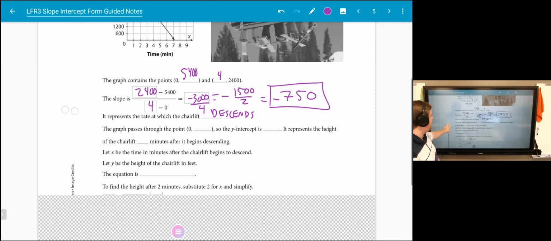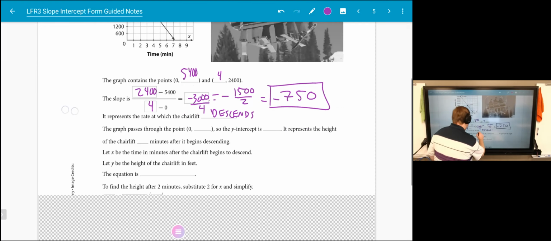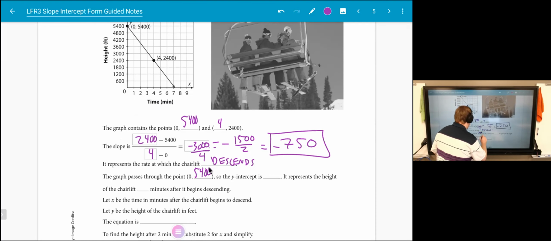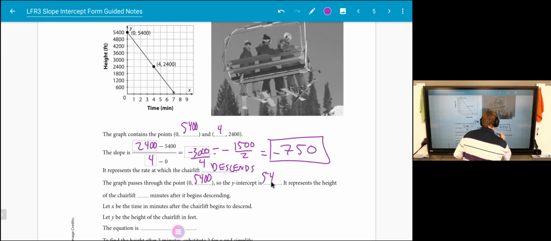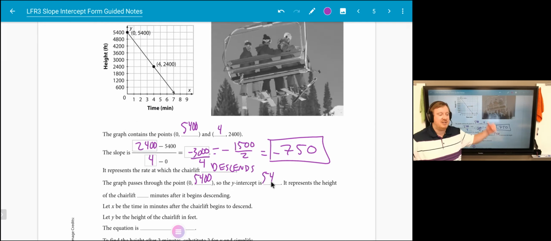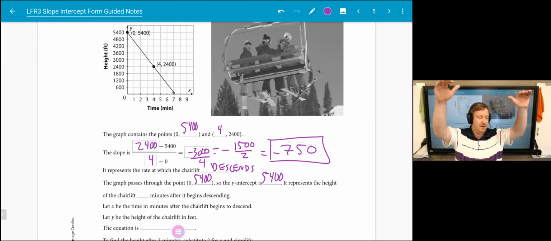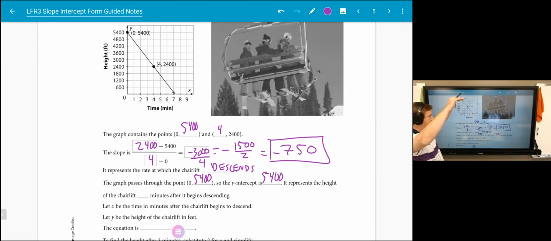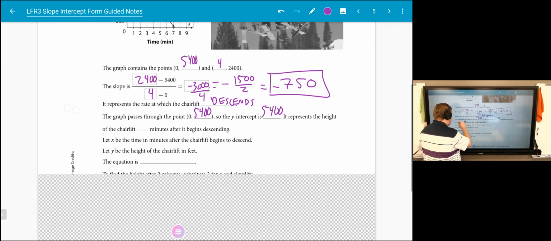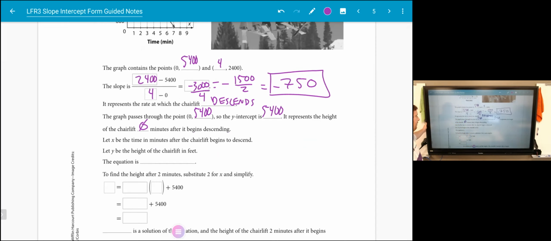The graph passes through the point (0, 5,400). We already got that up here. So the y-intercept is 5,400. What does that mean? It means we start on the top of the mountain at 5,400 feet, and then we descend. It's right where we start, so it's 0 minutes after it begins descending. x is the time in minutes. y is the height.